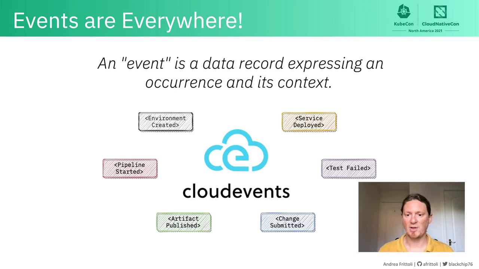We are defining the vocabulary in an event format, meaning that instead of creating entities, we want to represent things that happen to those entities. For example, pipeline started, task completed, branch created, change submitted, etc.